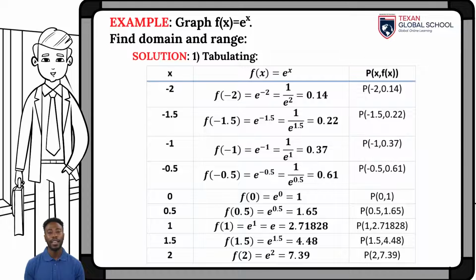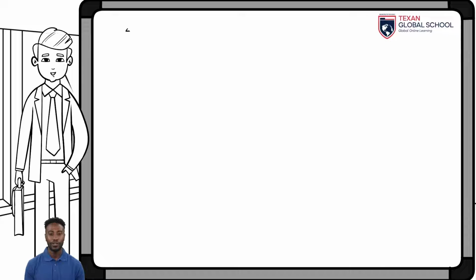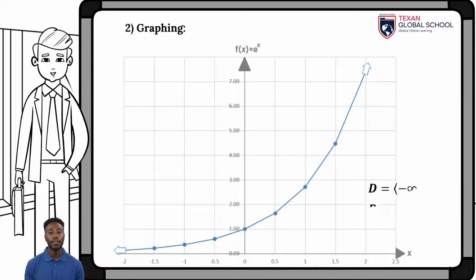It is important to highlight in this case that f of 1, when substituted in the function, is equal to e to the first power, that is, e. Recall from the class of real numbers that the number e is an irrational number whose value is 2.71828, etc. This is a way to verify that the substitution is correct. Once the tabulation is complete, we proceed to graph.